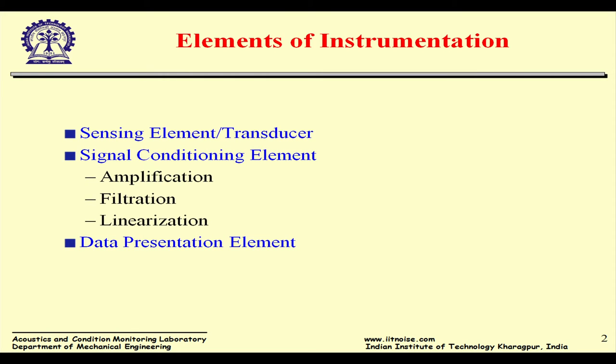So what are the different elements of instrumentation? One is the sensing element, and then certain signal conditioning which has to be done in terms of amplification, filtration, linearization, etc., and then the format in which we present our data.